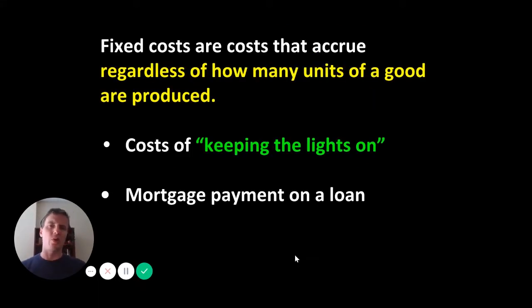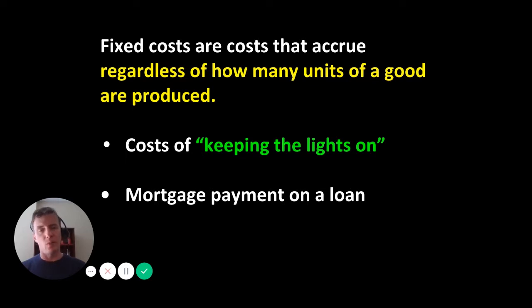Fixed costs are costs that accrue regardless of how many units of a good are produced. You can think of this as the cost of keeping the lights on, for example. If you have a factory, it doesn't matter whether you produce one thing or 100 things, the lights have to stay on, so you have to pay that cost regardless.